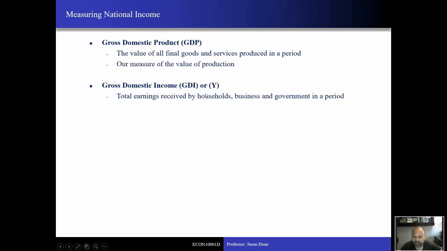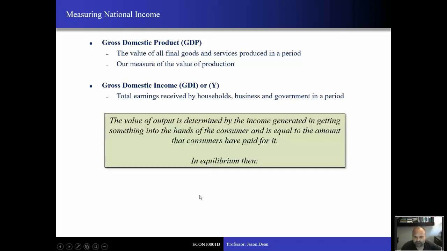This isn't something we look at a lot. So the most common one, and the one you'll hear on the news a lot, is gross domestic product. So the value of output is determined by getting something into the hands of the consumers and is equal to the amount that consumers have paid for it.